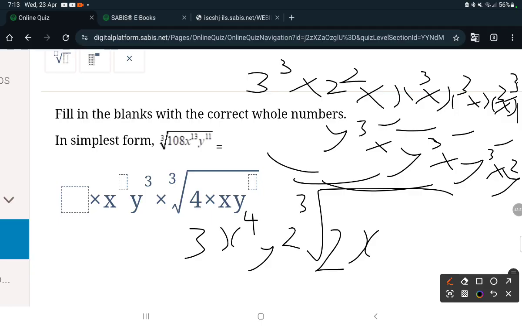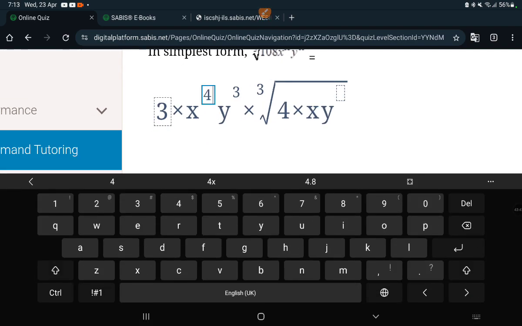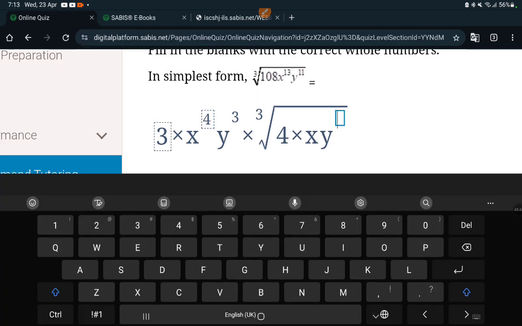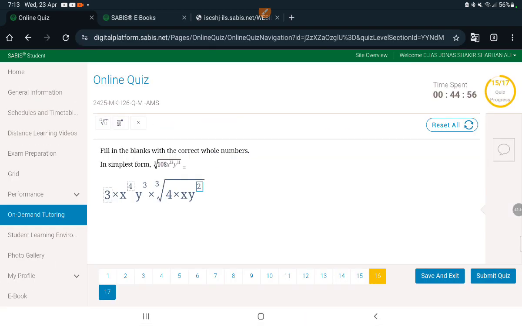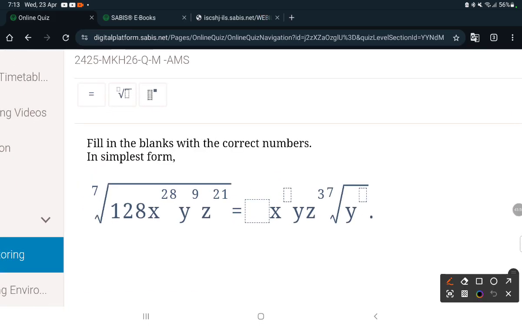So you have 3x to the power of 4, y squared, and we can't forget the 3 up here. No, not y squared. Why did I say y squared? It's actually y cubed. I literally just messed up. So we have 3 multiplied by x to the power of 4, y cubed, to the power of 3, and then we have 4xy squared. I just miswrote that.